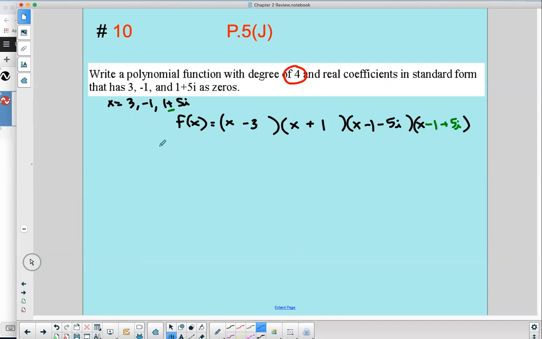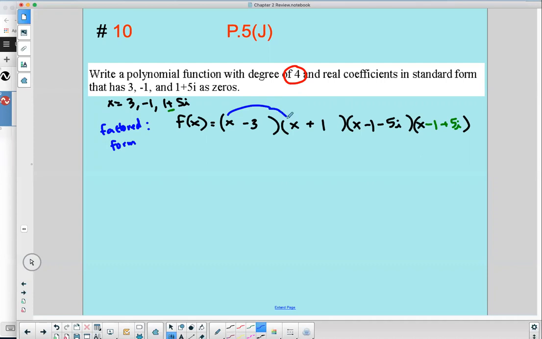Now to solve this, to actually get your answer, so this is the factored form. That's it in factored form. But this instruction says get it in standard form. You're going to have to distribute all this out. I'm going to do the real with the real and the imaginary with the imaginary. So first, the real with the real. What's x times x?